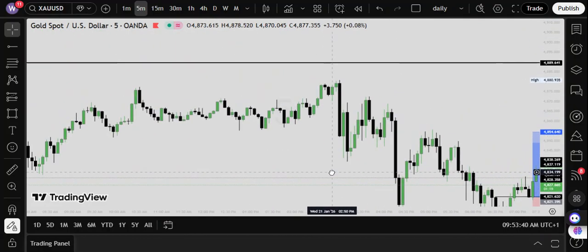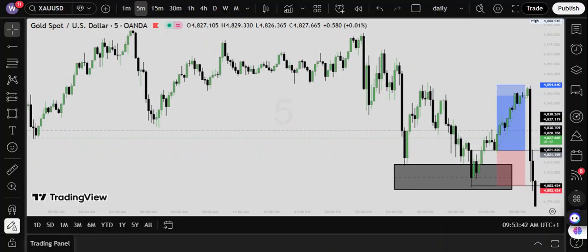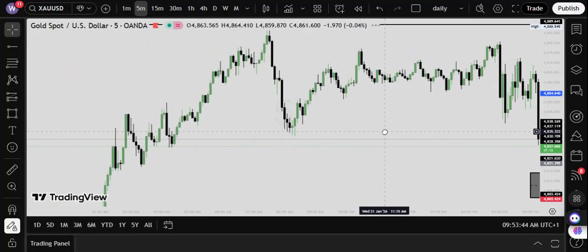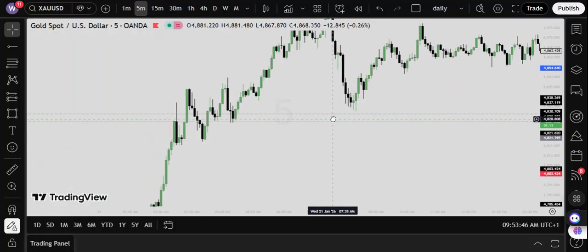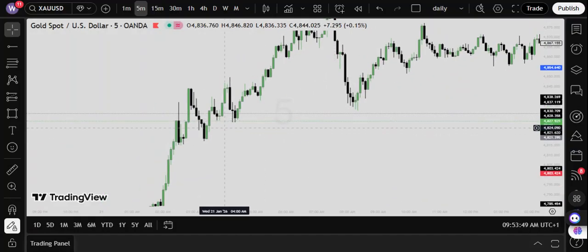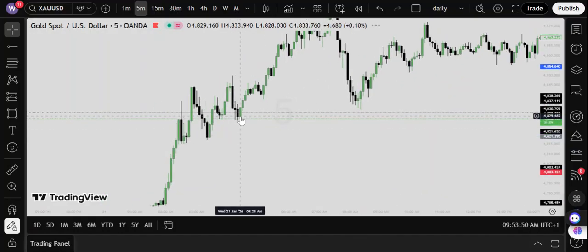So let's check if we can spot another inside bar candle. Right, let's keep checking, looking for a more valid one. Okay, this is an inside bar candle.